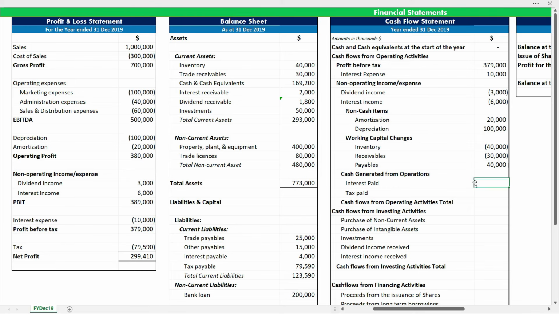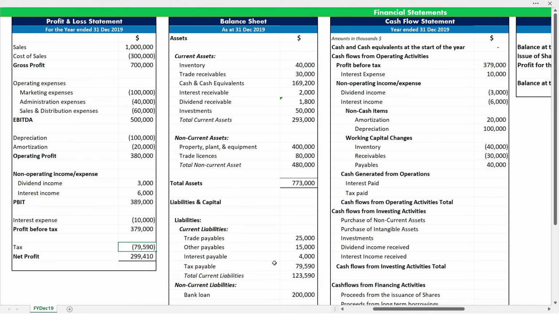Right, so now let us talk about interest paid, and this is where it gets a little more tricky, because now we have to show the calculations where P&L is involved as well as balance sheet is involved. So a little bit more tricky, and tax paid is going to be easier in this example, so I'm going to begin with tax and then I will come to interest paid. Now for the tax paid, please take a look at the profit and loss statement. This is tax expense, and tax expense for the year as seen in the P&L is 79,590.